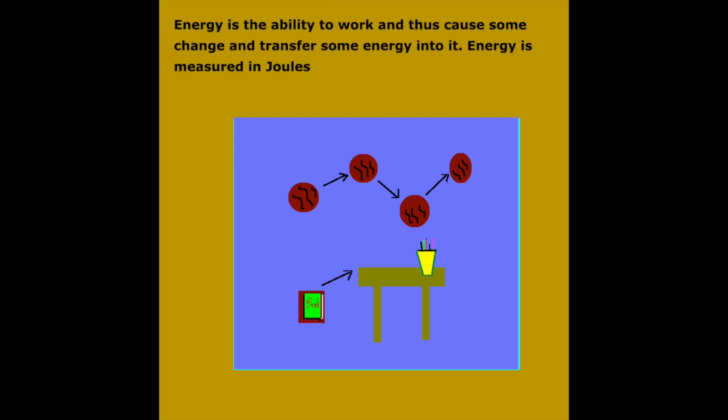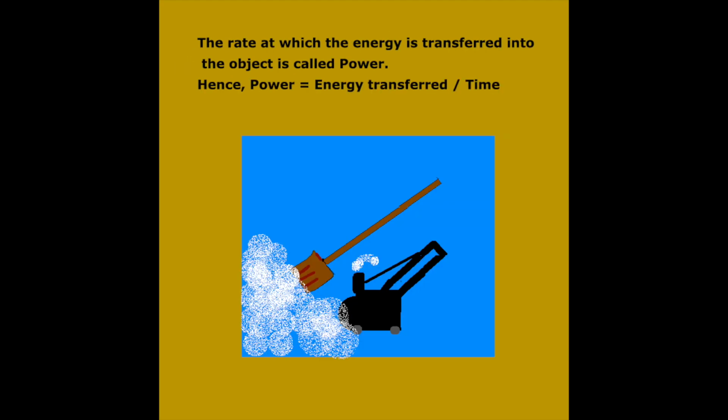Energy. Energy is the ability to do work and thus cause some change, and transfer some energy into it. Energy is measured in joules. The rate at which the energy is transferred into the object is called power. Hence, power equals energy transferred divided by time.